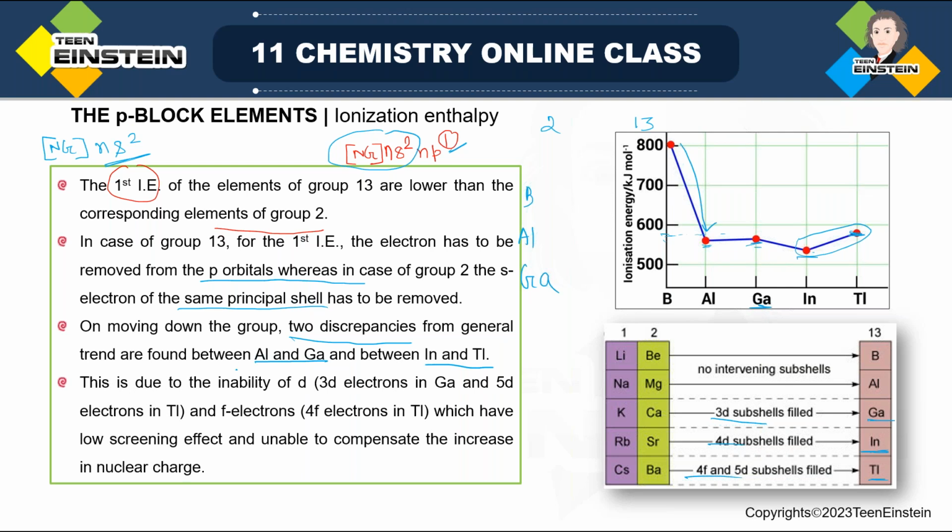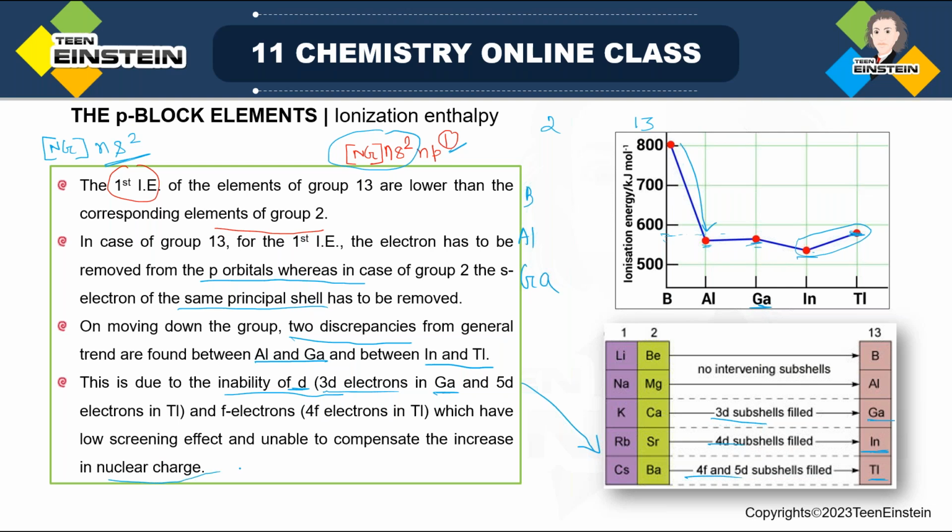So just have a look here. This is due to the inability of the d electrons and f electrons. When I say d, it is basically 3d electrons for gallium and 5d electrons for Tl. As you can see from this picture, just look at this picture, you will understand. And what about f electrons? f electrons are only applicable for Tl. So these d and f orbitals have a low screening effect, and that is why they will not be able to compensate for the increase in nuclear charge.